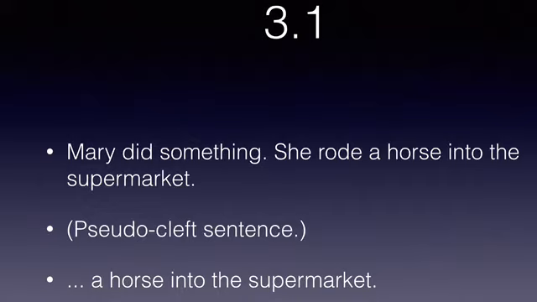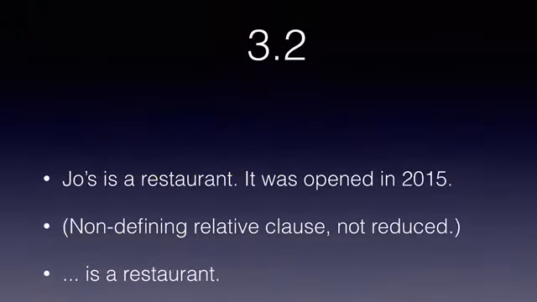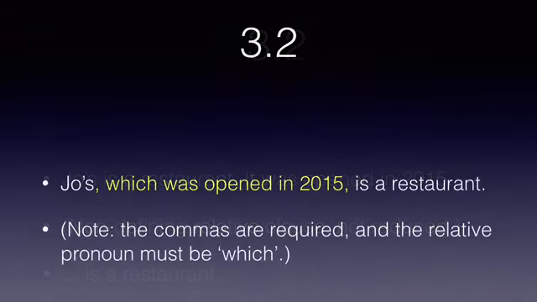So, for example, Mary did something, she rode a horse into the supermarket. Here we have two sentences. I want you to use a pseudo-cleft sentence, and the end of the sentence is given. And there you see there are two possible answers. What Mary did was ride, or was to ride. This is a pseudo-cleft sentence. It has its uses. Joe's, which was opened in 2015, is a restaurant. Note that you have to have the commas right.